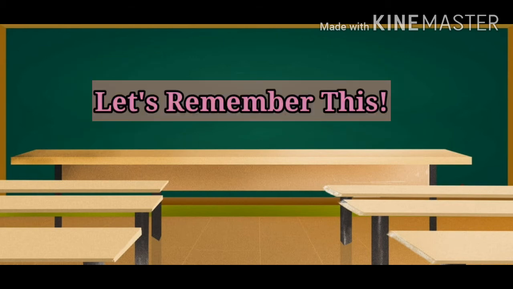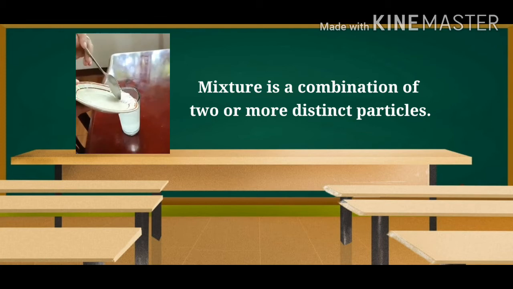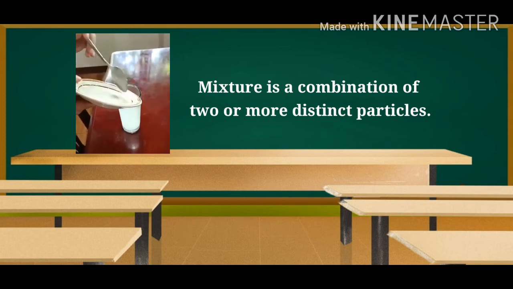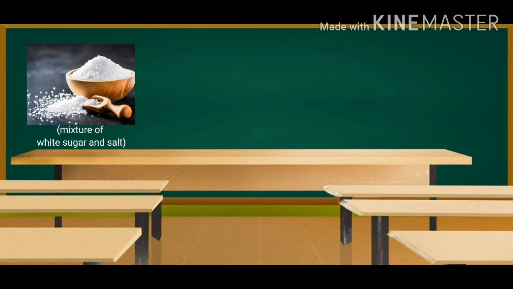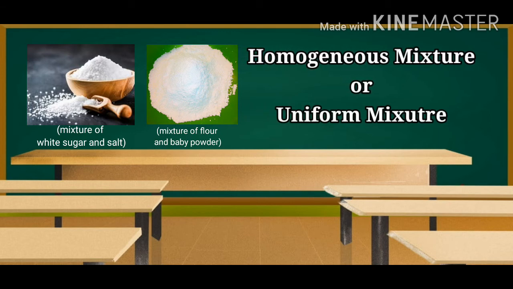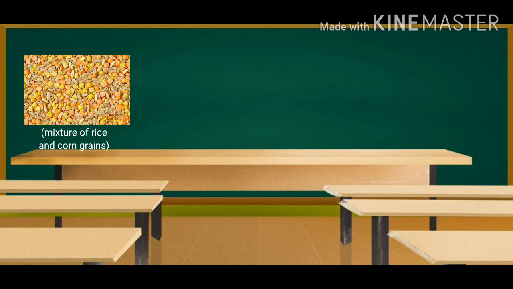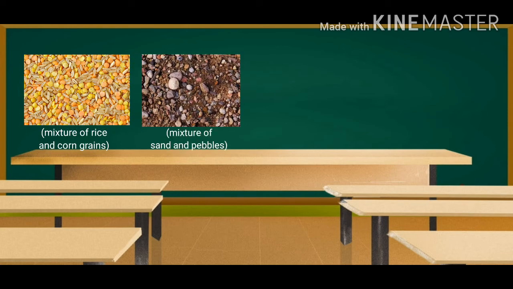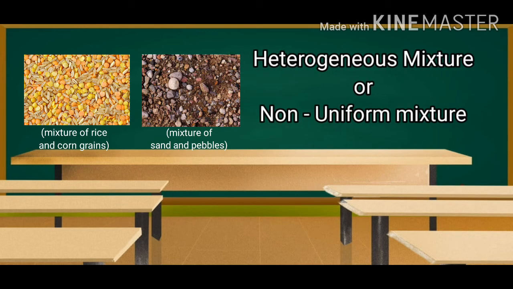Let's remember this. Mixture is a combination of two or more distinct particles. Some solids, when mixed with other solids, cannot be distinguished, and that is what we call the homogeneous mixture or uniform mixture. While other solids mixed with other solids can be distinguished from each other, and that is what we call the heterogeneous mixture or the non-uniform mixture.